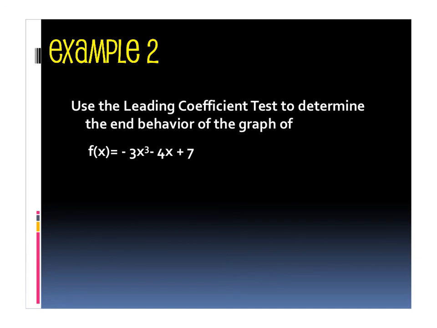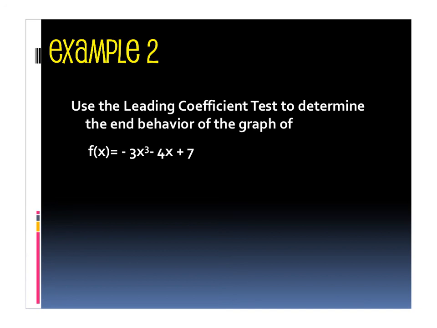All right, so it just says use the leading coefficient test to determine the end behavior of the graph of f of x equals negative 3x to the third minus 4x plus 7. So the first thing you do is identify which is the one with the highest exponent, and sometimes it's first and sometimes it's not, okay? What's the highest exponent on this function? 3, right? Or cubed.